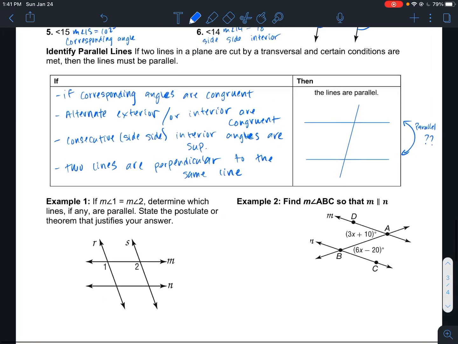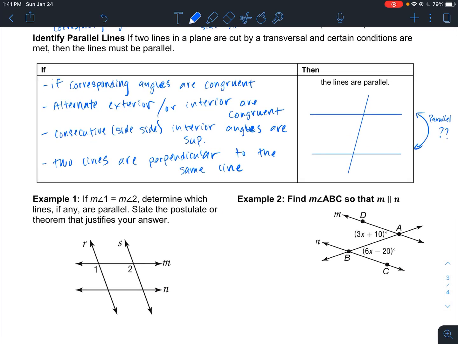Okay, so that's how you can tell two lines are parallel if any of these things occur. It doesn't have to be multiple ones, just one of these things has to occur.